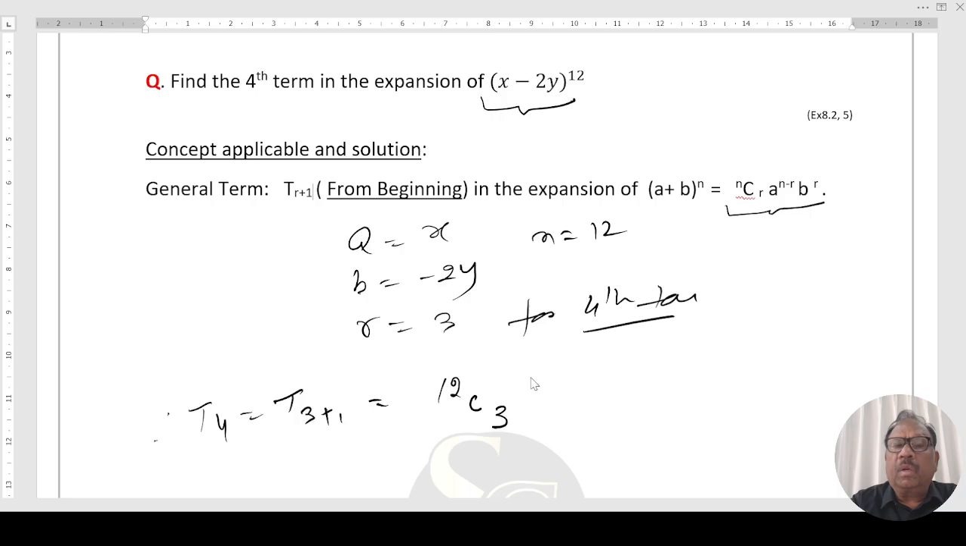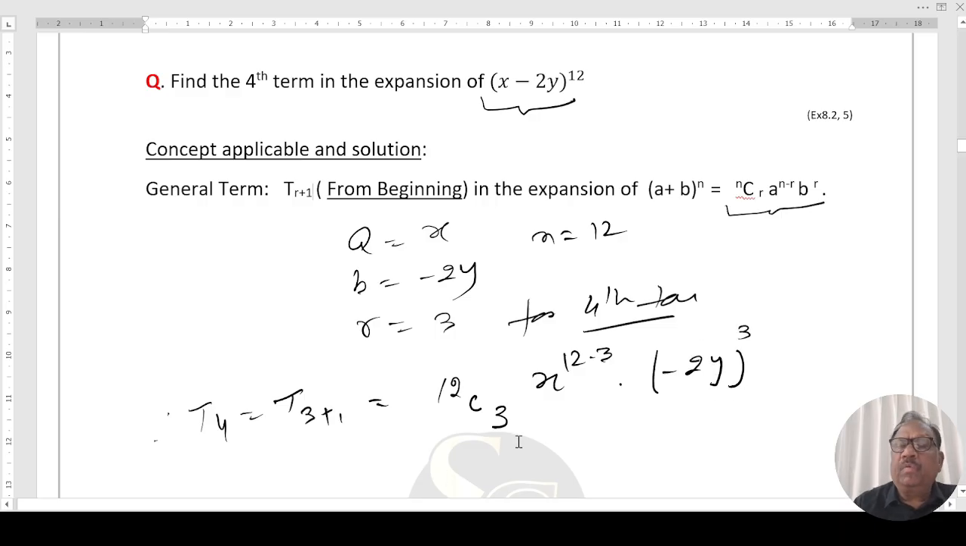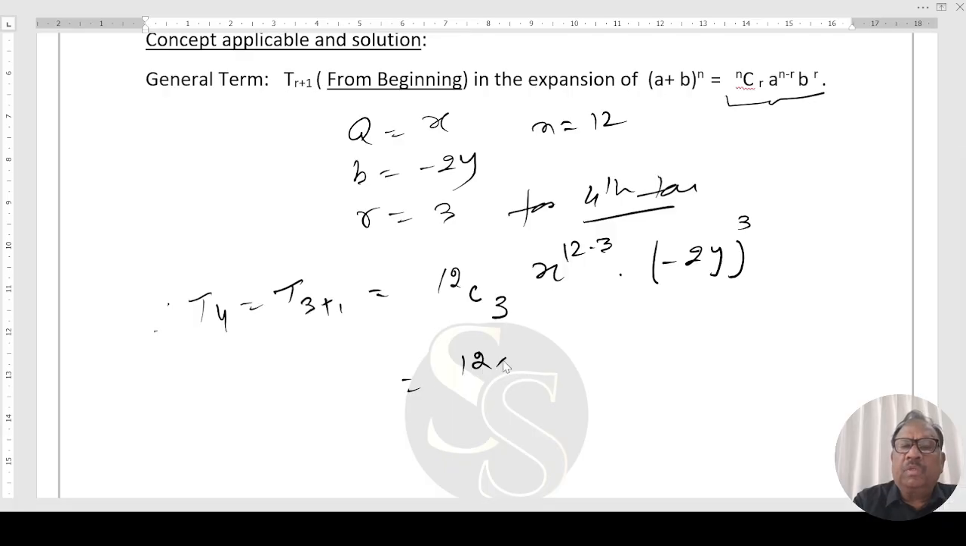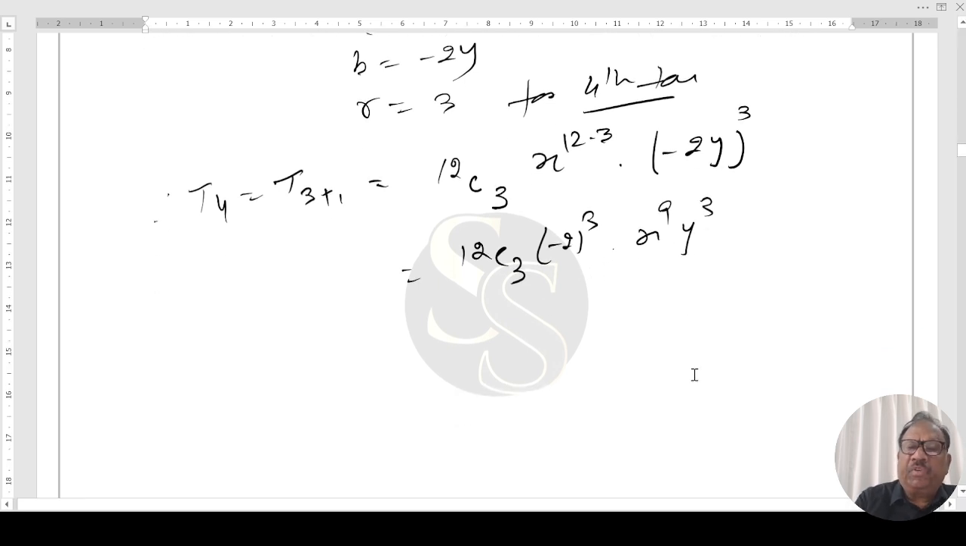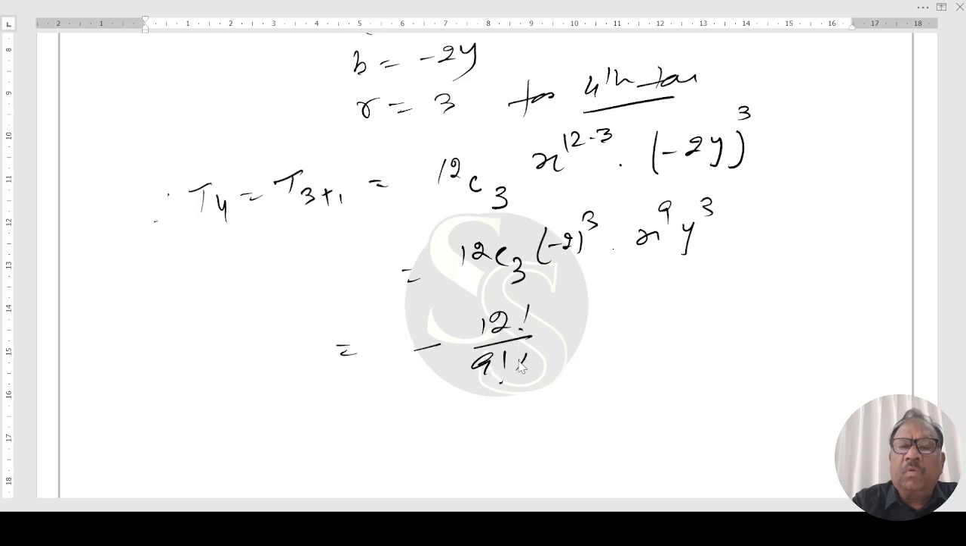12C3 a to the power 12 minus 3 into b to the power, minus 2y to the power 3. On simplification we get 12C3 into minus 2 to the power 3 into x to the power 9 y to the power 3. If the coefficient is asked, this becomes the coefficient of the fourth term. Simplify it, the answer will be negative: minus 12 factorial upon 9 factorial into factorial 3 into 8 into x to the power 9 y to the power 3.